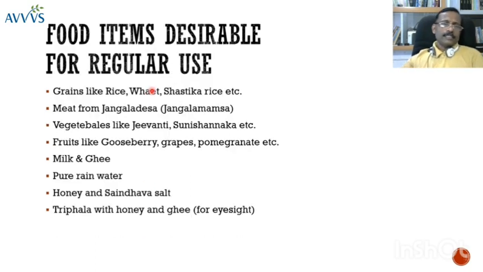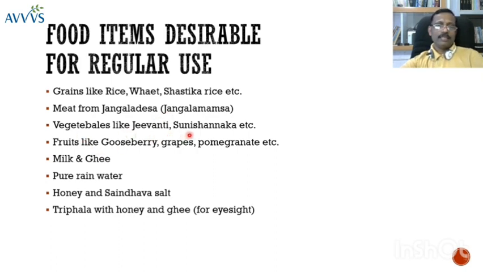Some food items, as I have already mentioned, are desirable for regular, daily use, like grains such as rice, wheat, and Shastika rice. Shastika is a type of rice. Jangala Mamsa means meat from the Jangala region. We have already classified the groups of Mamsa into three, that is Jangala, Anupa and Sadharana. So Jangala Mamsa is advised for daily use.